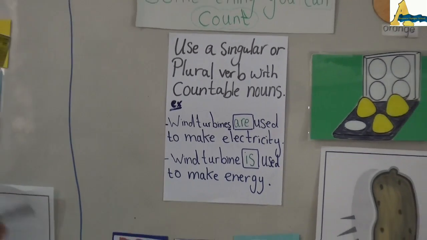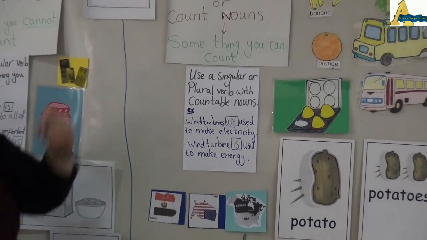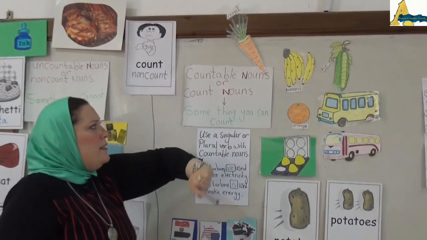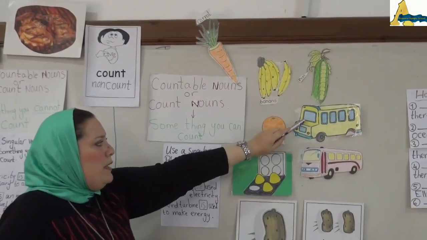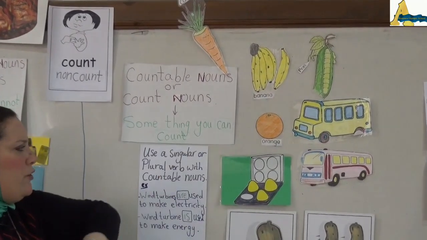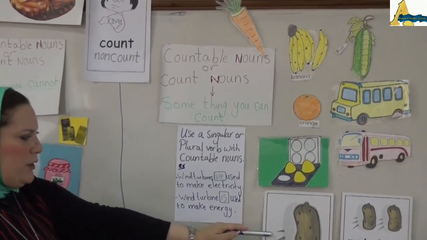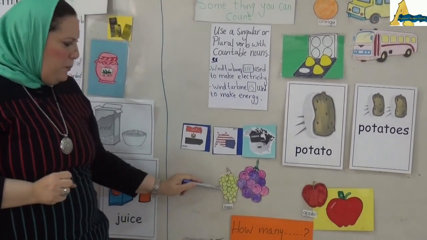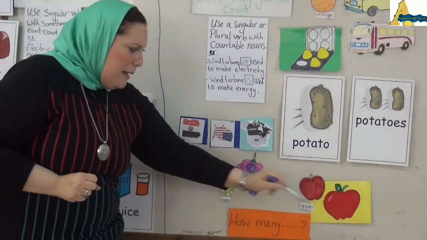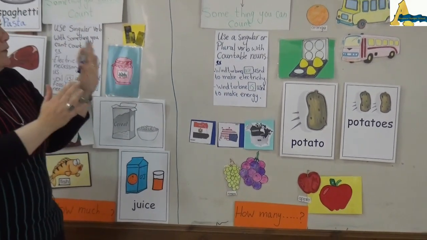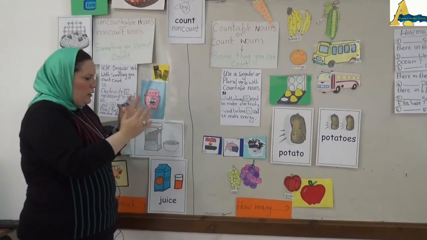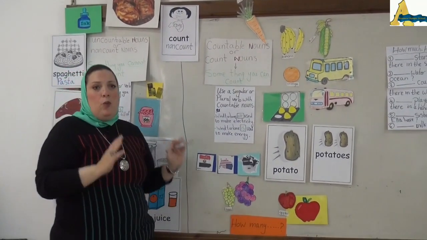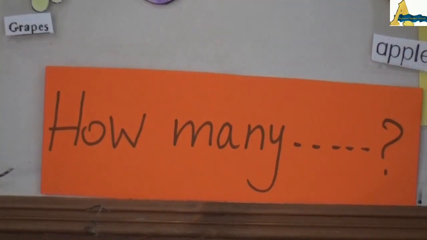Okay, let's see some examples for countable nouns. Carrot, of course, can be carrots. Banana, bananas. Pea, peas. Bus, buses. Orange, oranges. Egg, eggs. Potato, potatoes. Country, countries. Grape, grapes. Apple, apples. Okay, so if I want to ask a question about the quantity with these nouns, what question word shall I use? How many? Why? Because I can count them.